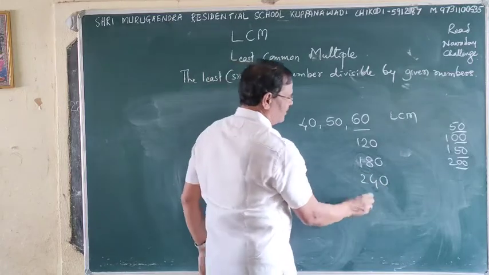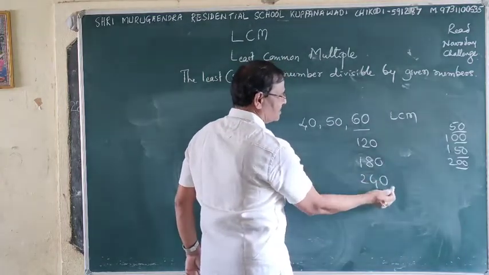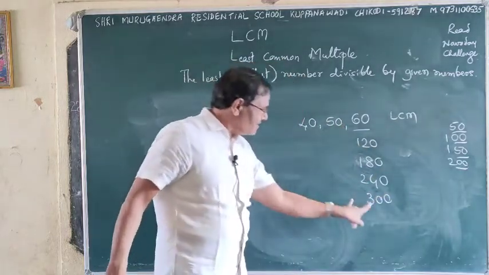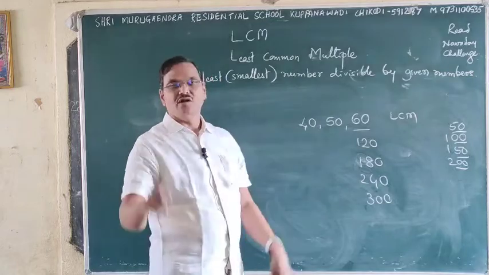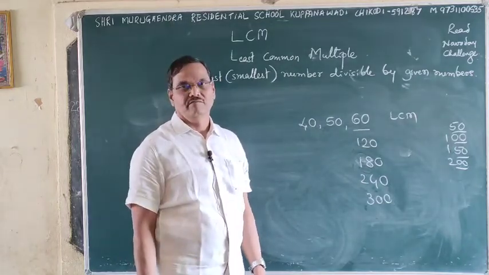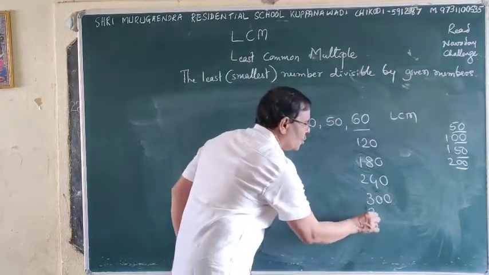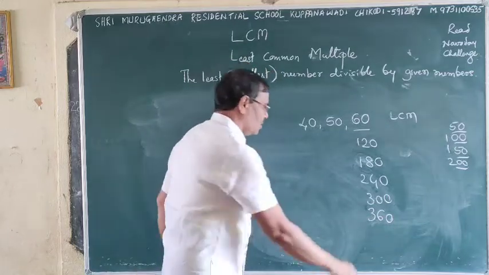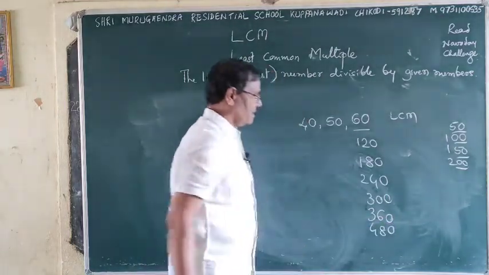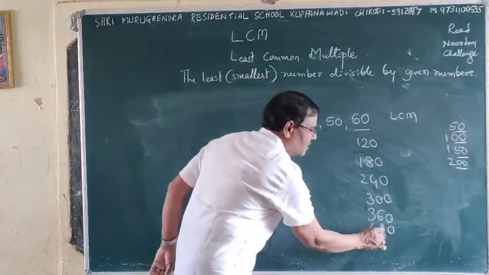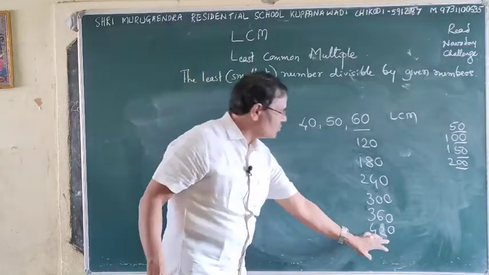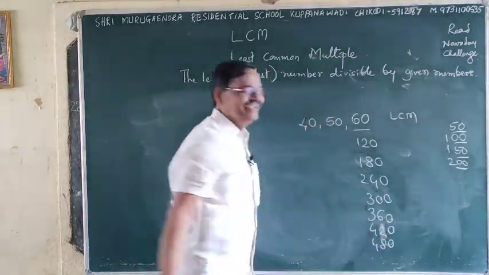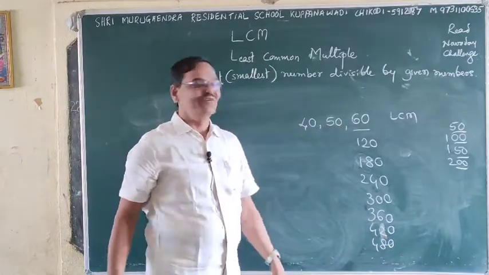Then you go for 60 fives are 300. This has 300, whereas 40 is not having 300. So again you need to go to 360. Again this has no 360. You go for 420. Again this has 420, whereas this is not 420. Then you go for 480. This is not having 480.